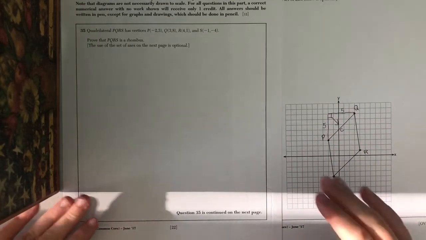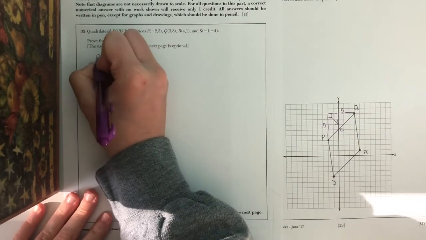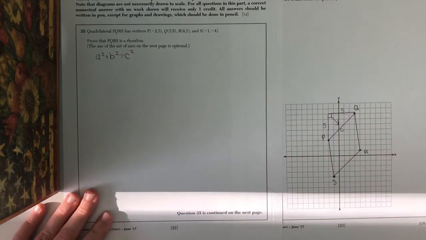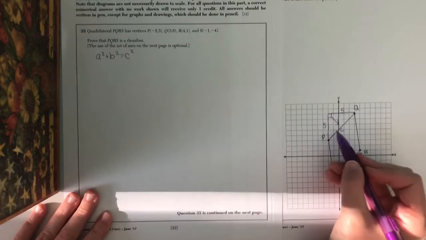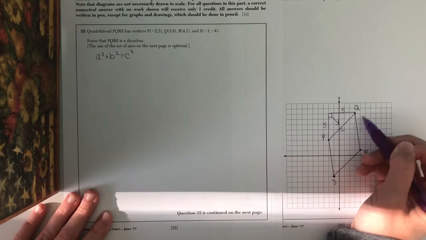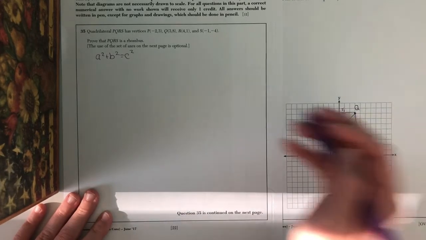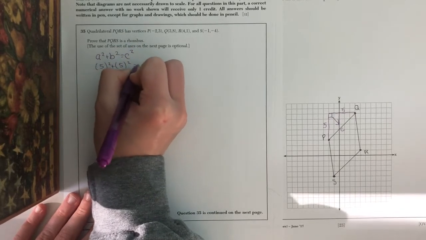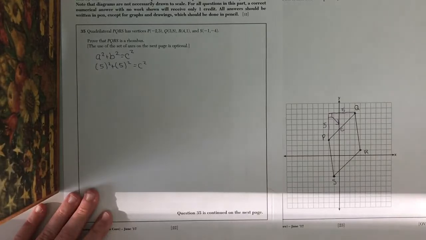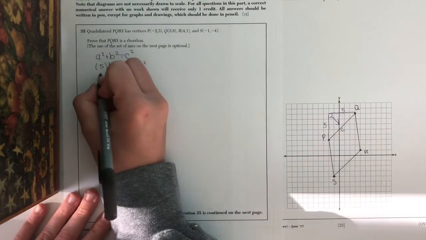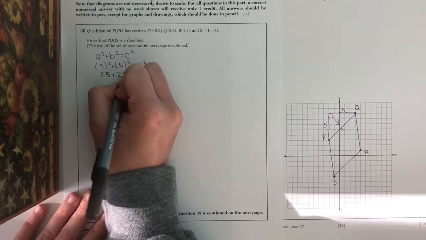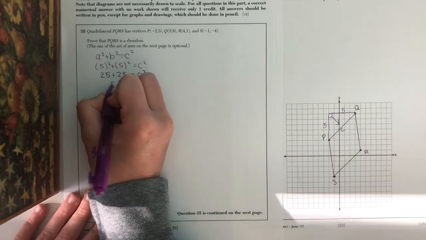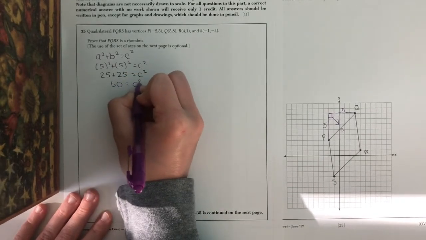Now I'm going to use the Pythagorean theorem. That's A squared plus B squared equals C squared. I'm going to plug in my numbers. I know my legs are 5, and PQ is my hypotenuse because it's across from the right angle. So 5 squared plus 5 squared is equal to C squared. When we simplify this, 25 plus 25 gives me 50 is equal to C squared.